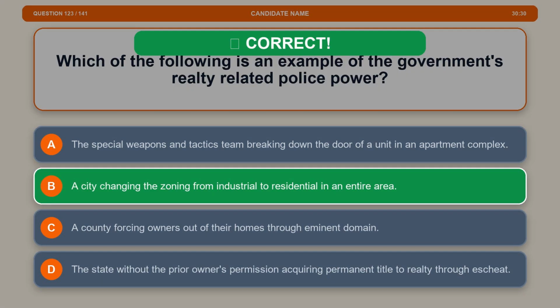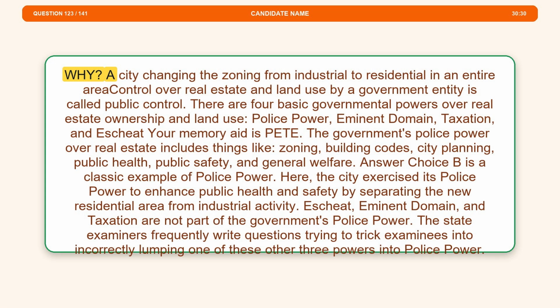The correct answer is option B. A city changing the zoning from industrial to residential in an entire area. Real estate and land use by government entity is called public control. There are four basic governmental powers over real estate ownership and land use: police power, eminent domain, taxation, and escheat. Your memory aid is PETE.